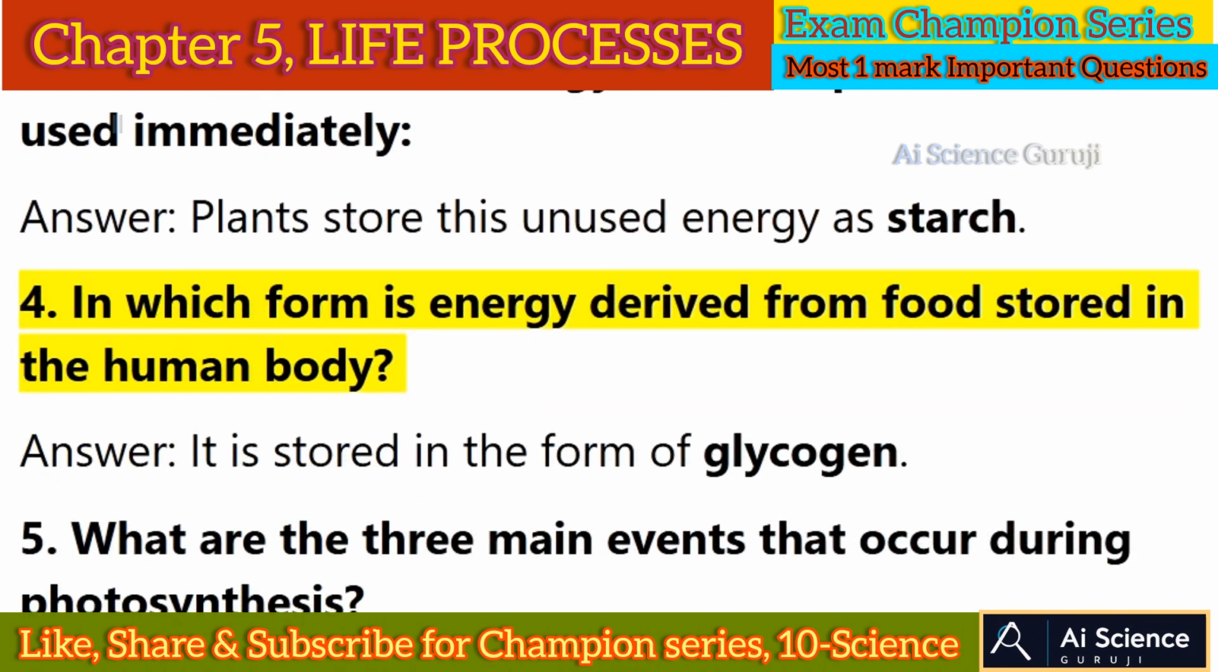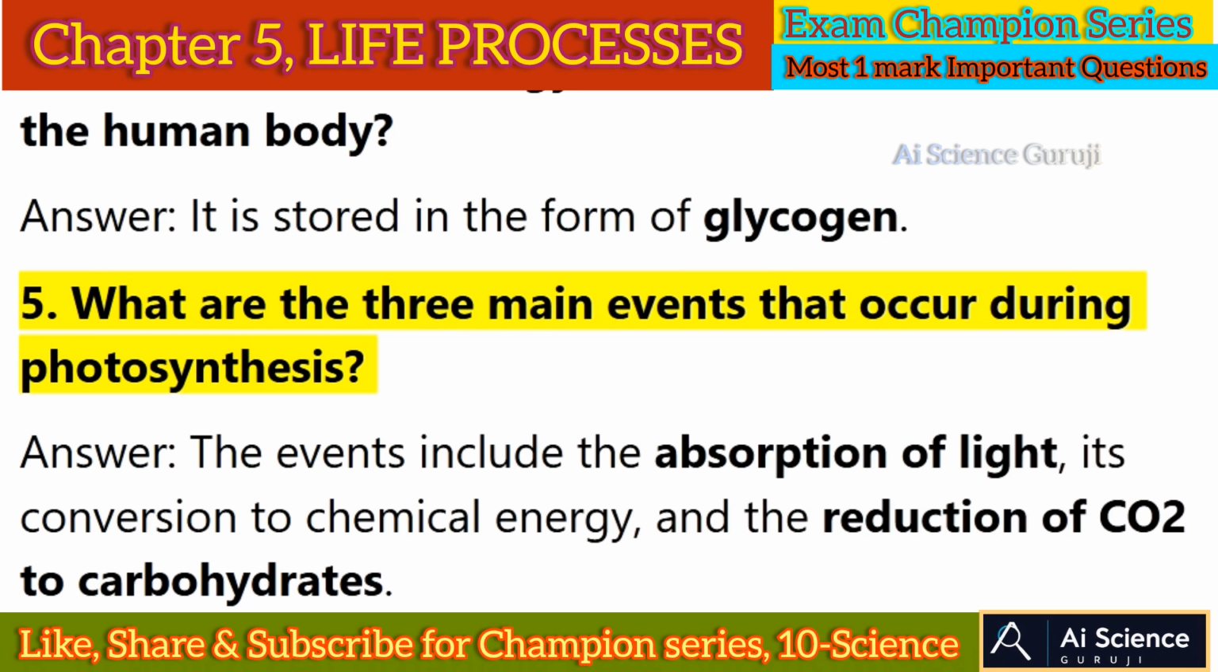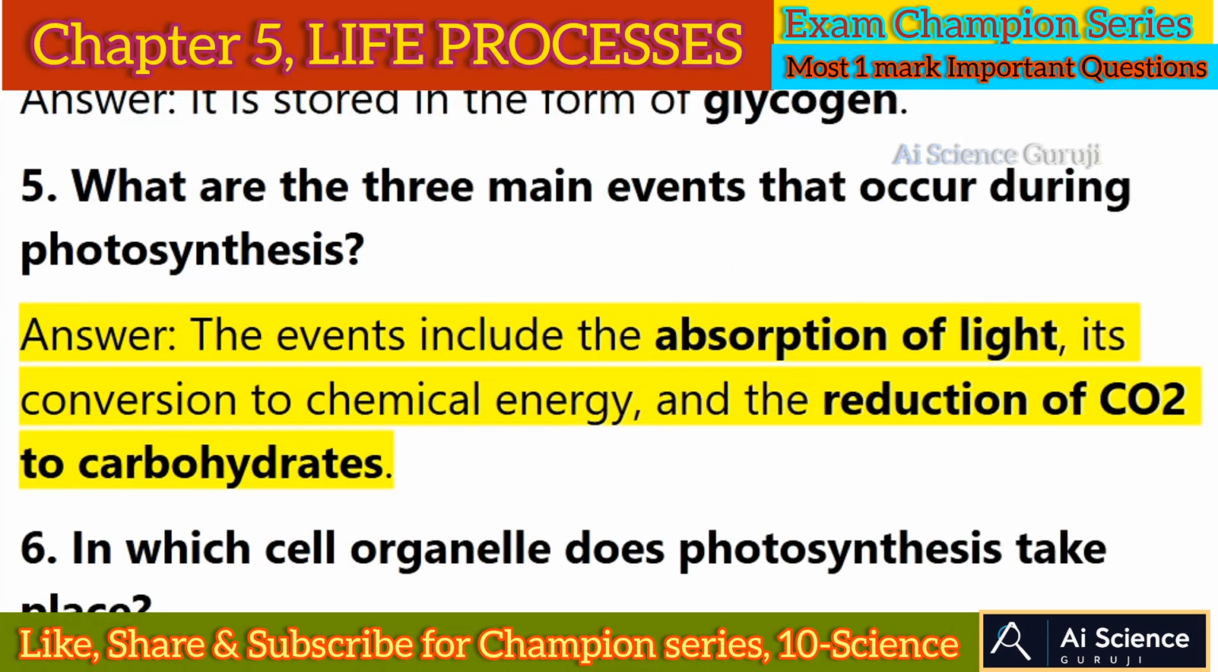4. In which form is energy derived from food stored in the human body? Answer. It is stored in the form of glycogen. 5. What are the 3 main events that occur during photosynthesis? Answer. The events include the absorption of light, its conversion to chemical energy, and the reduction of CO2 to carbohydrates.